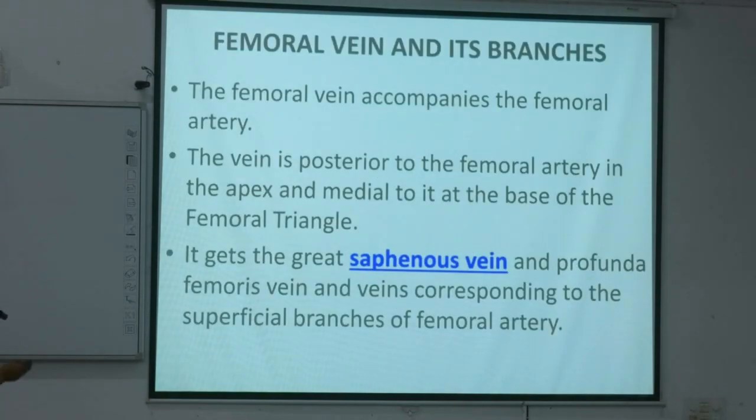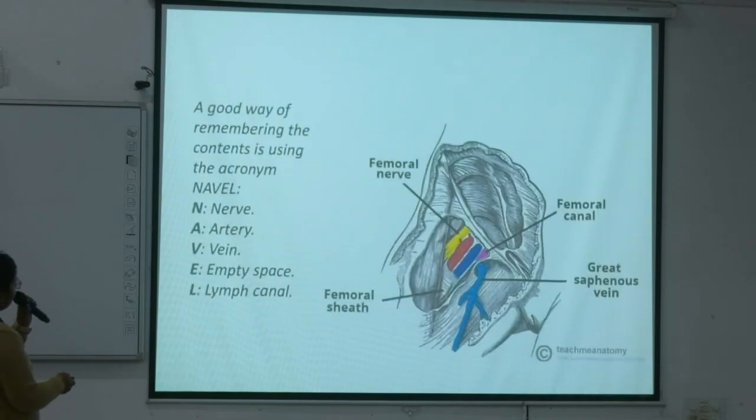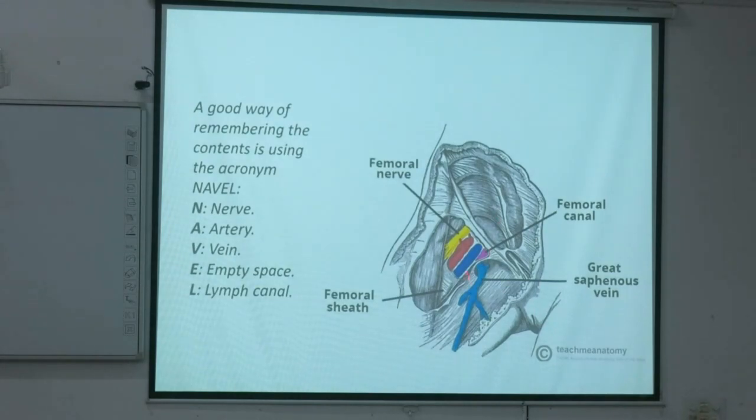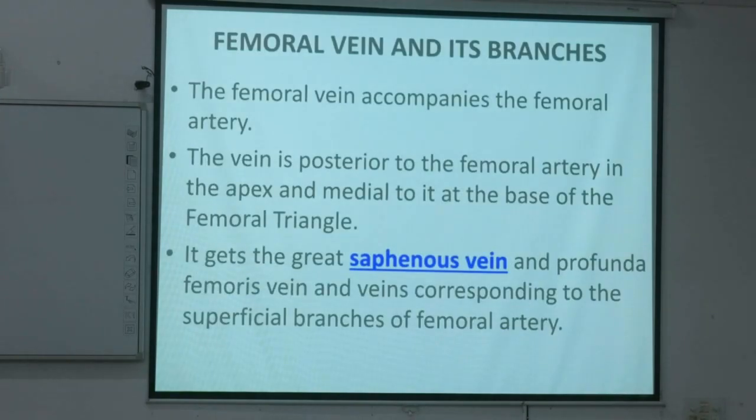Next, and previous one. See, this is the great saphenous vein, superficial branch. The veins corresponding with the superficial branches of the femoral artery are draining into this great saphenous vein. And this great saphenous vein ultimately drains into this femoral vein. Okay. Next, we will discuss the femoral vein.